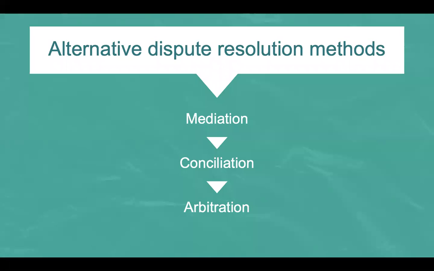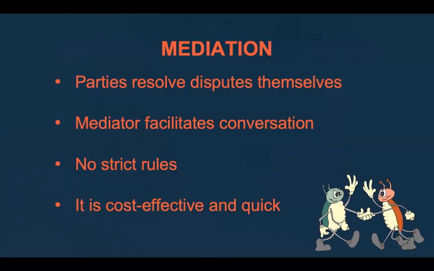Next up, we have alternative dispute resolution methods. These are ways of resolving disputes that do not involve going to court. So again, they're cheaper and quicker. First, we have mediation. This is very friendly. The parties resolve the disputes themselves. The mediator will facilitate this conversation they have with each other, ensuring that both parties have a chance to speak. But apart from that, there aren't really any strict rules to follow. It's cost-effective and quick, and it's used when the dispute is small and usually where the parties know each other.